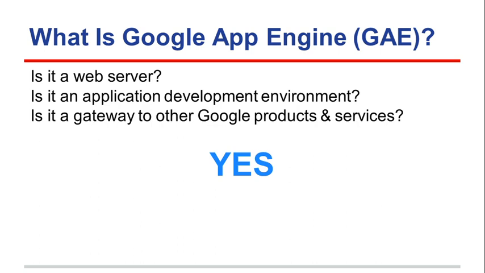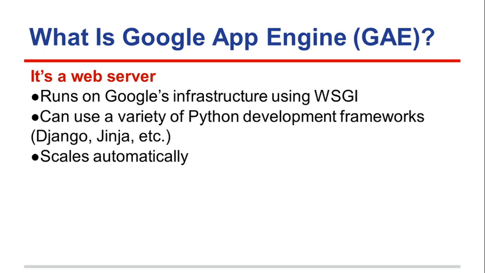So first, the question is about Google App Engine. What is it? Is it a web server, or an application development environment, or a gateway to the other Google products and services? Obviously we can say the answer is yes. It is a web server: it runs on Google's infrastructure using WSGI, can be used with Python development frameworks such as Django and Jinja, and it scales automatically.